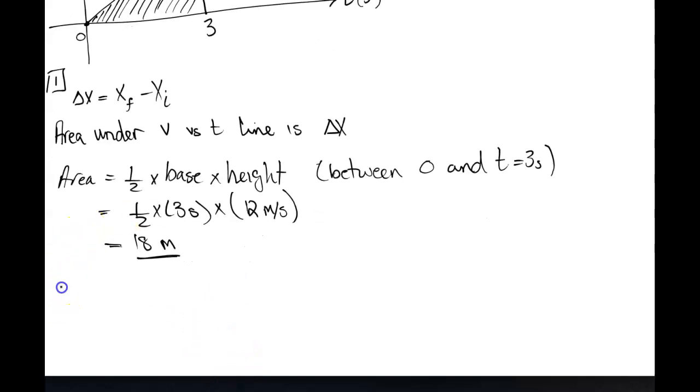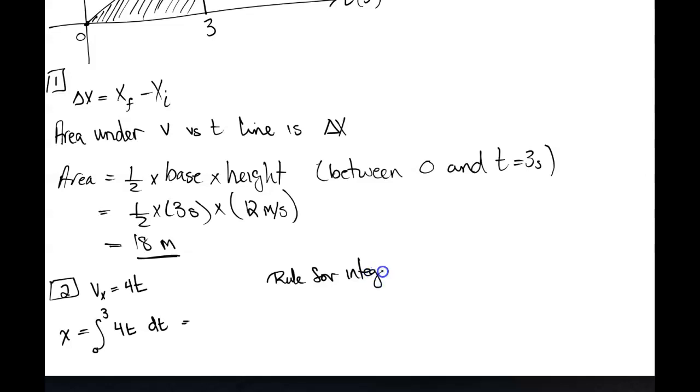Another way we could have done this, depending on whether you've taken calculus or not, is this: we're told in the graph that the velocity function is given by 4t, so we know that x is going to be the integral from 0 to 3 of this v(t). And opposite to what we did in derivatives, the rule for integration says the following.